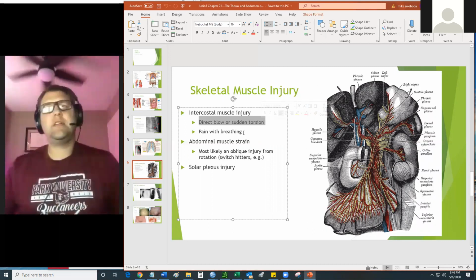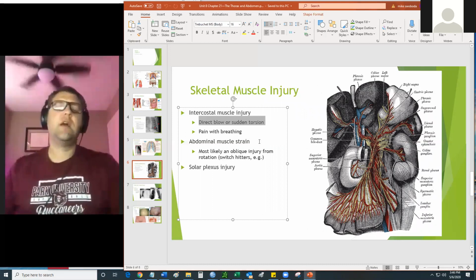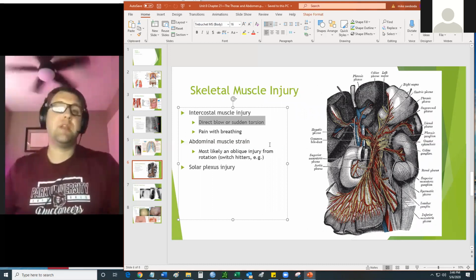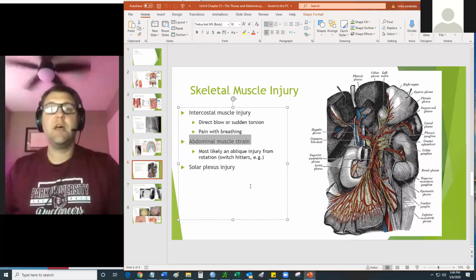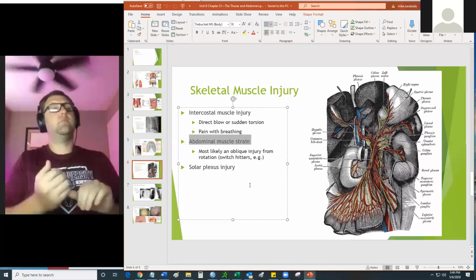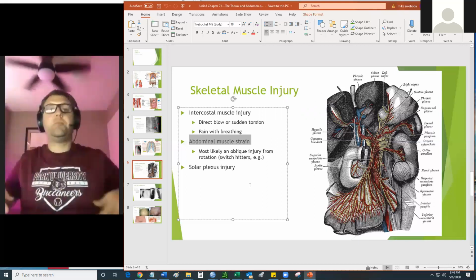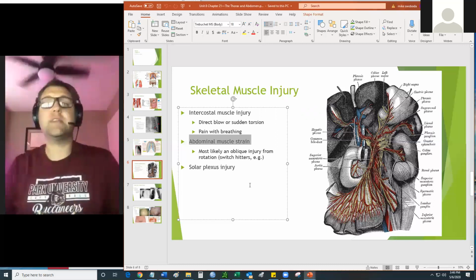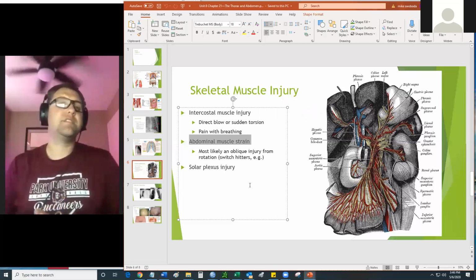It's one of those things that you're going to be hard pressed to hurt yourself even more, but at the same time, it's going to be pretty painful. Now, abdominal muscle strains are very common for switch hitting baseball and softball players. If you switch hit, you are putting strain on both sides of your abdominal wall, both sides of your obliques, and that is going to potentially cause strains to occur.